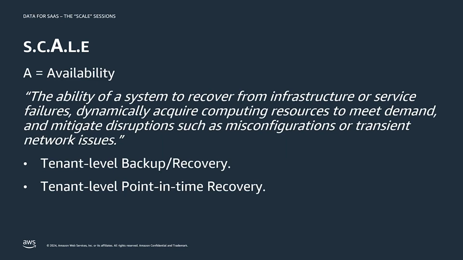Moving on to the A, that's availability. This is the ability of a system to recover from infrastructure service failures, to be able to dynamically acquire computing resources to scale up and scale down, and to be able to mitigate disruptions as best you can due to a misconfiguration, a network issue. This could be along the lines of doing tenant level backup and recovery. If you get a request from a tenant to restore their data, and they're in a pool model shared service, for instance, then how can you bring back individual rows of data to the same tables as other customers are using without effort?